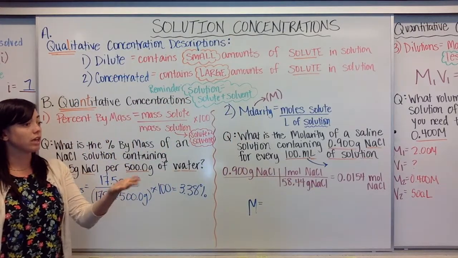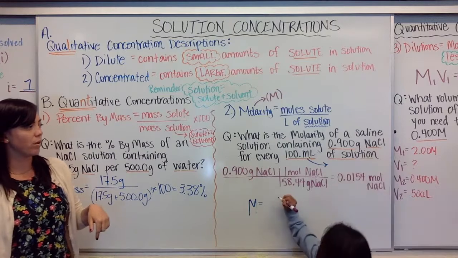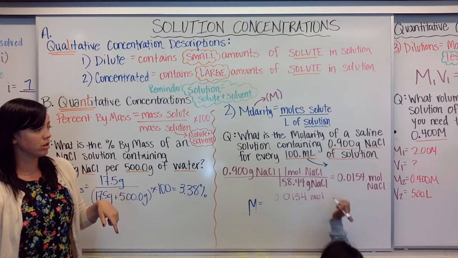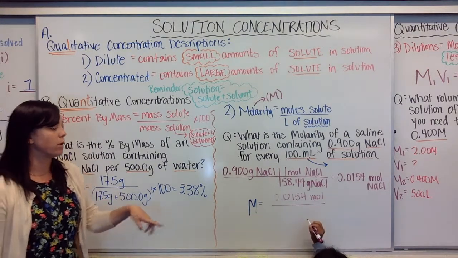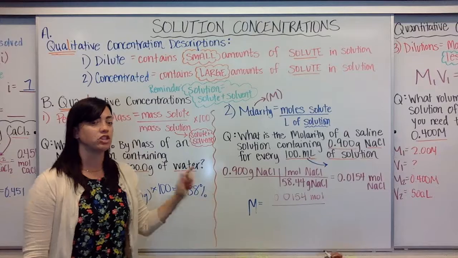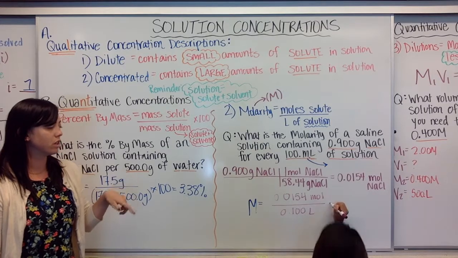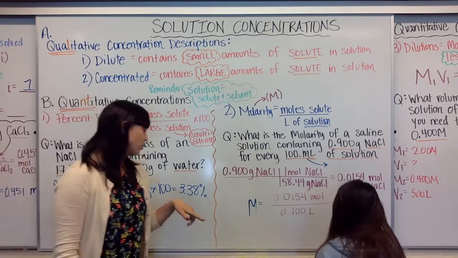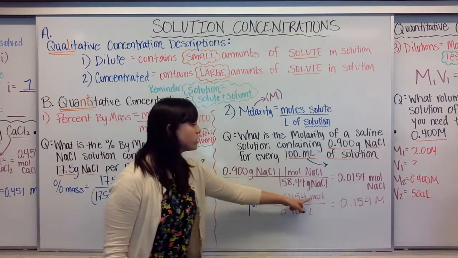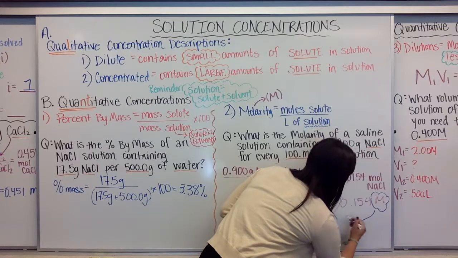And then to actually calculate the molarity, we are going to put the moles of solute, which is 0.0154 moles, divided by our liters of solution. But our solution was given to us in milliliters. So we're going to have to change that into liters, which is 0.100 liters of our solution. And that is going to be equal to 0.154 big M, which is moles basically per liter. This large M is what we refer to as molar.